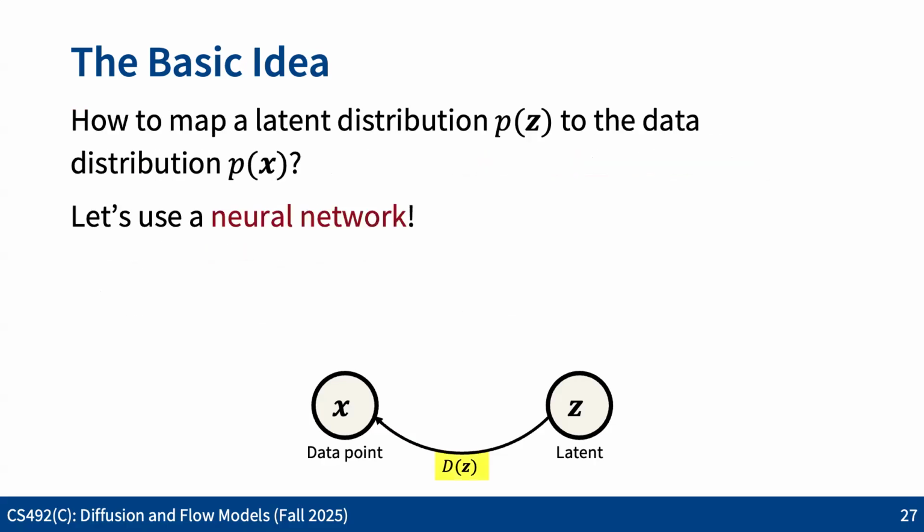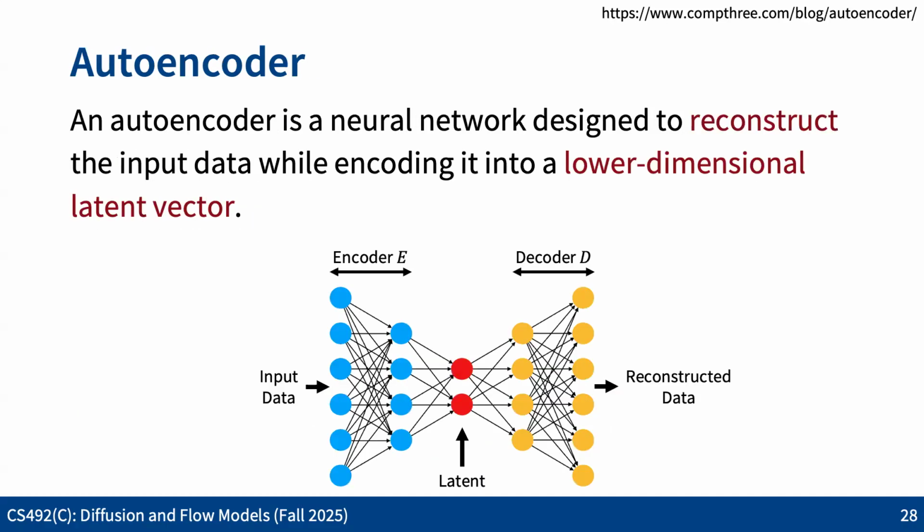Here the question is, how can we find such a mapping? That's where the neural network comes in. We are going to train a neural network to find the mapping from samples of the latent distribution to samples of the data distribution. That will be the role of the neural network for all these models. Then, in terms of finding this mapping, we are going to see.